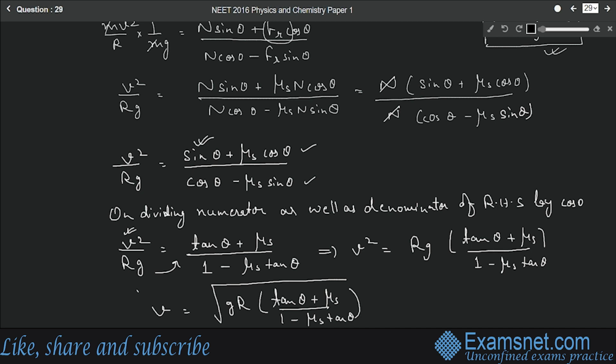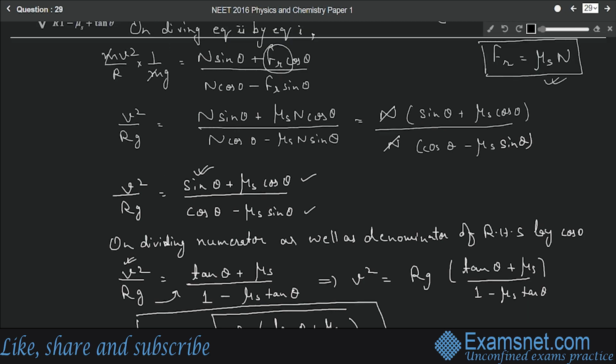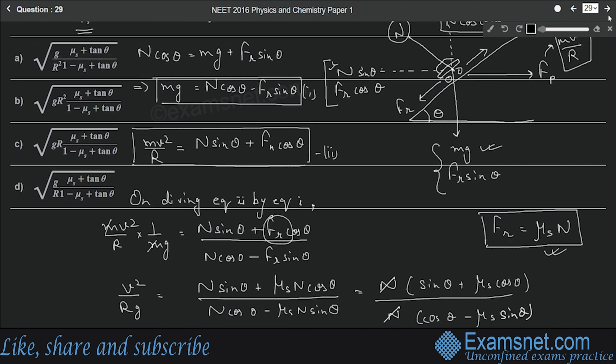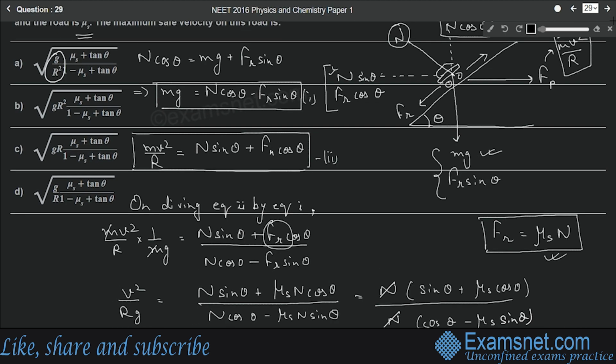So this will be the maximum safe velocity. Okay, under root gr, then (tan theta plus mu s) upon (1 minus mu s tan theta). So let's see, under root gr. In the first option, g by r square is there, so this cannot be the correct answer. In the second option, gr square is there, this is also not correct. In the third option, under root gr is there, yes, this was in the answer.